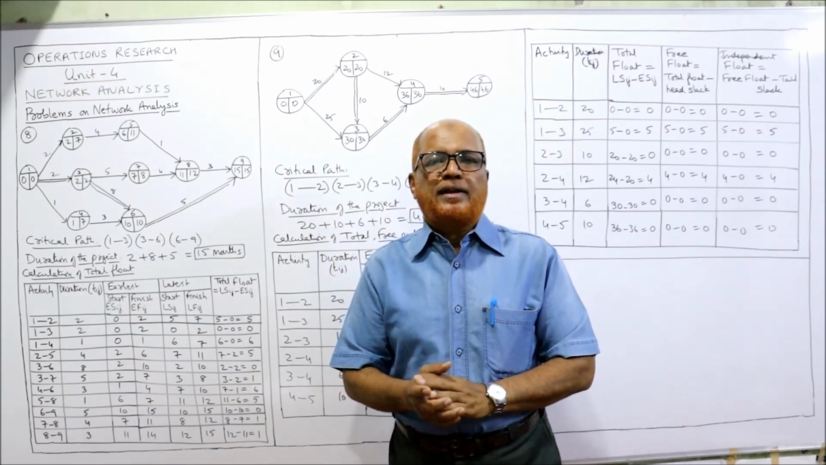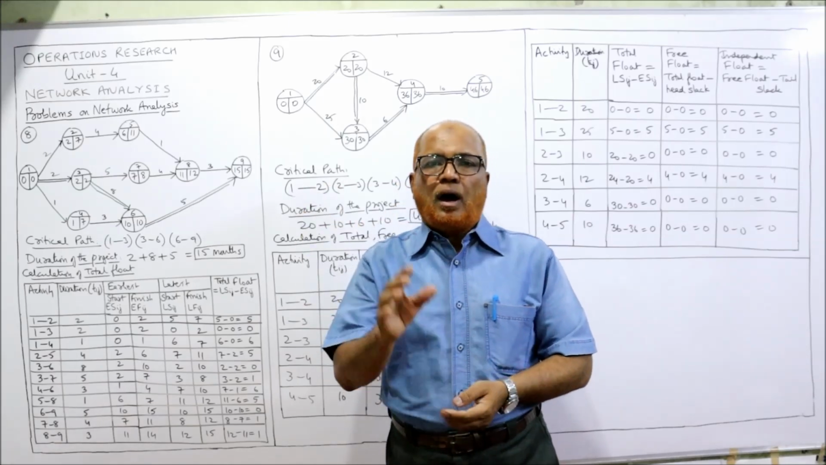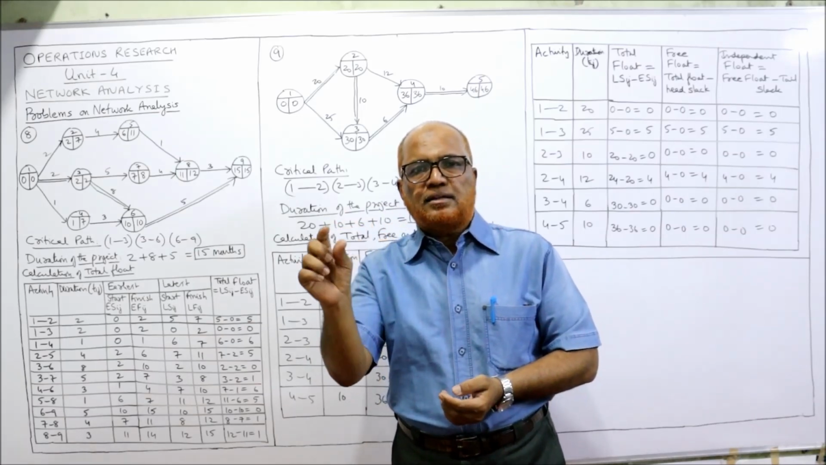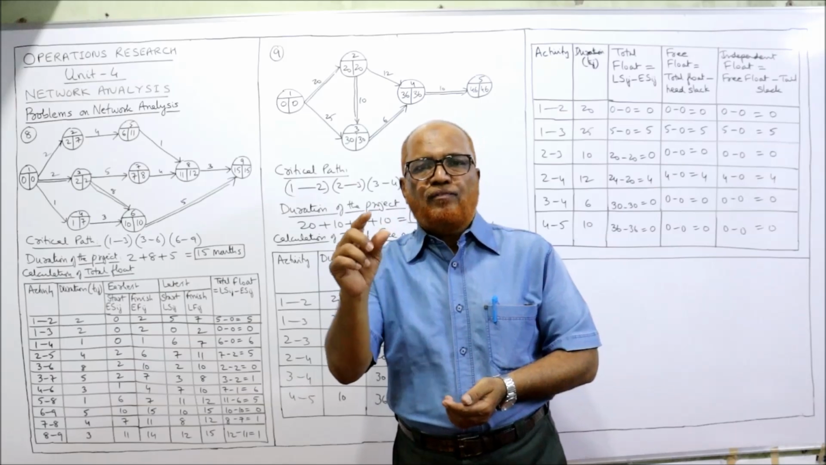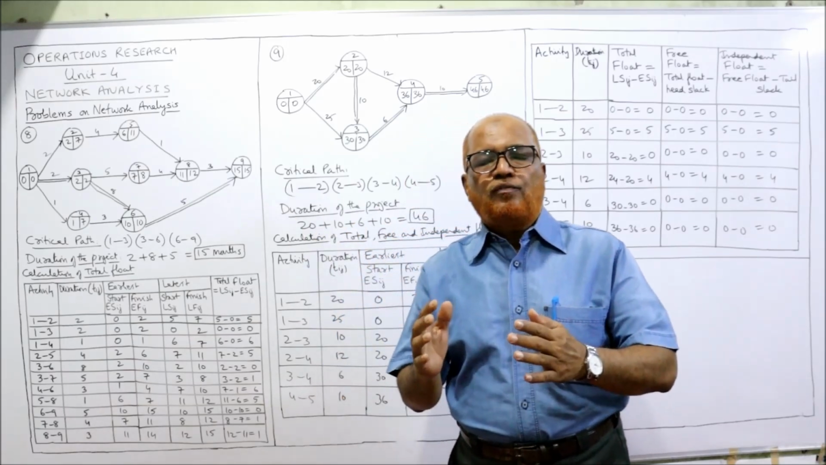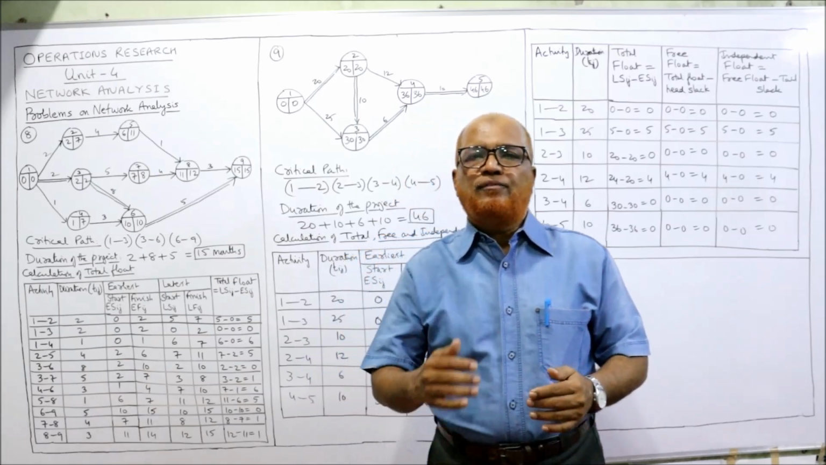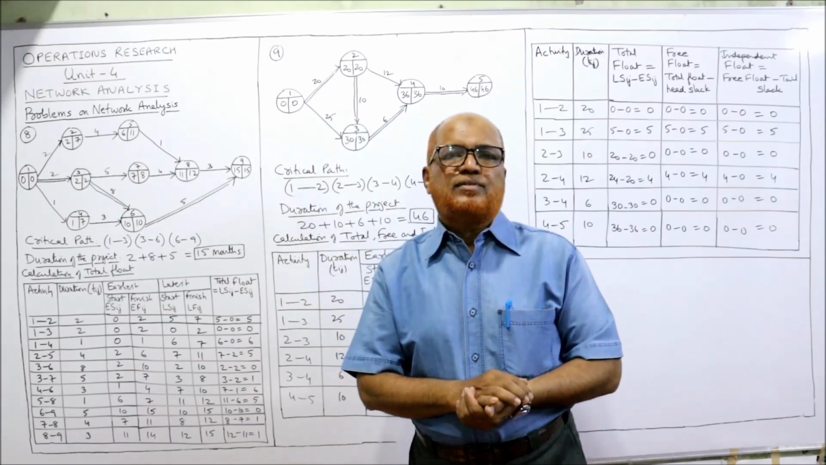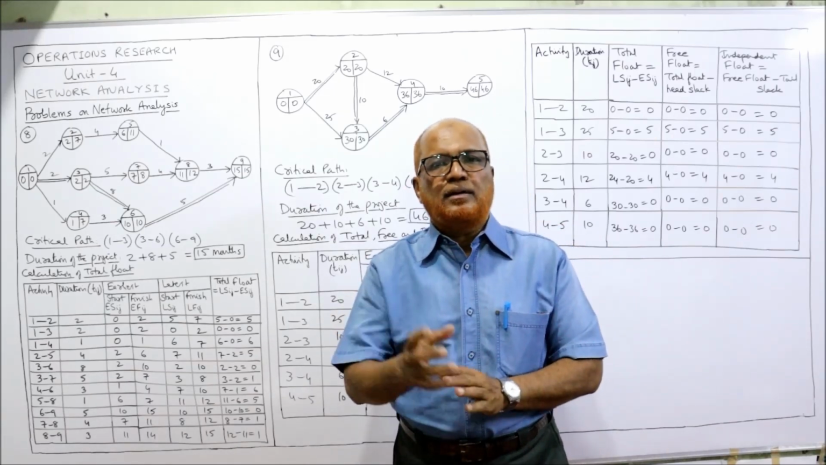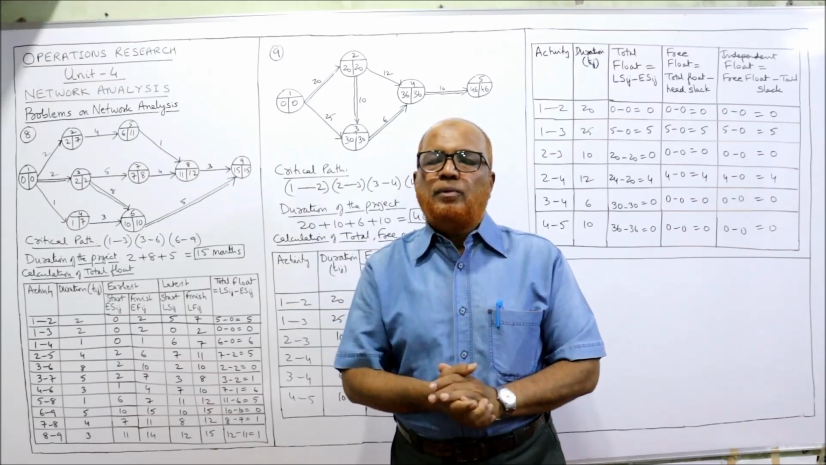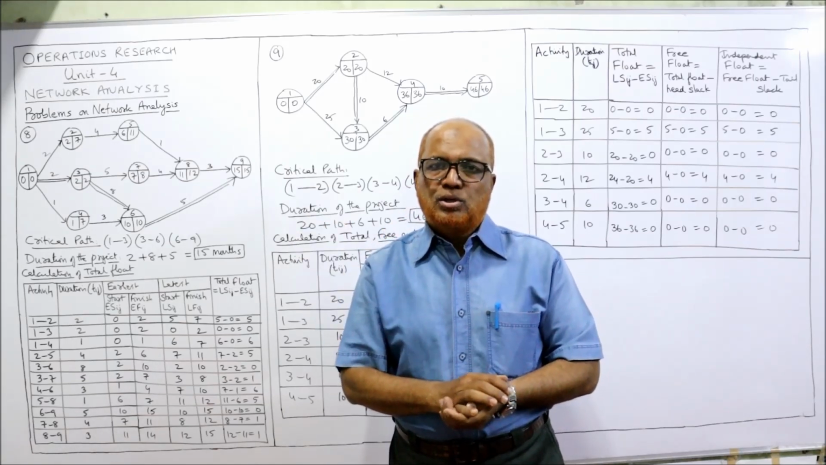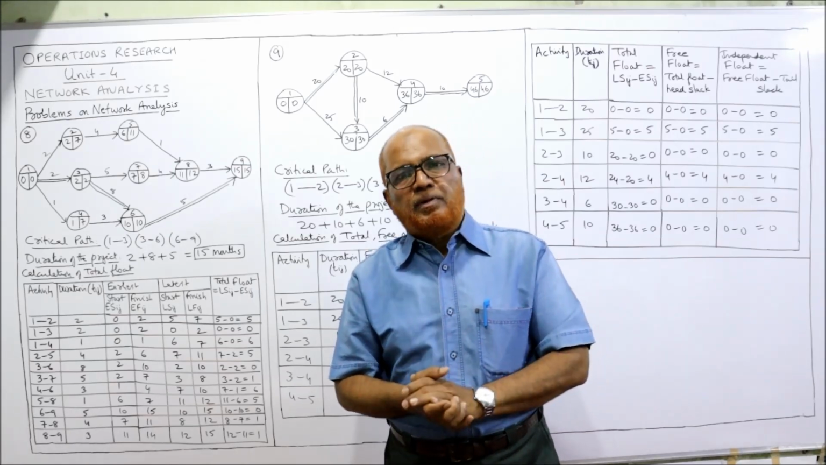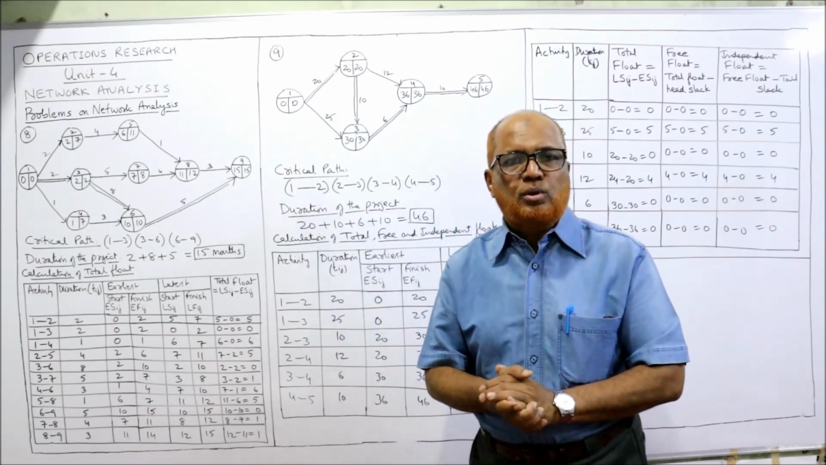In the last video, I explained how to draw the network diagram and how to find the EST and LFT values, earliest start time EST and latest finish time LFT, by following the forward pass and backward pass. Without finding EST and LFT, we cannot find the critical path or the project duration. I've already explained this in the previous video, and in this video I'm also going to explain those things.